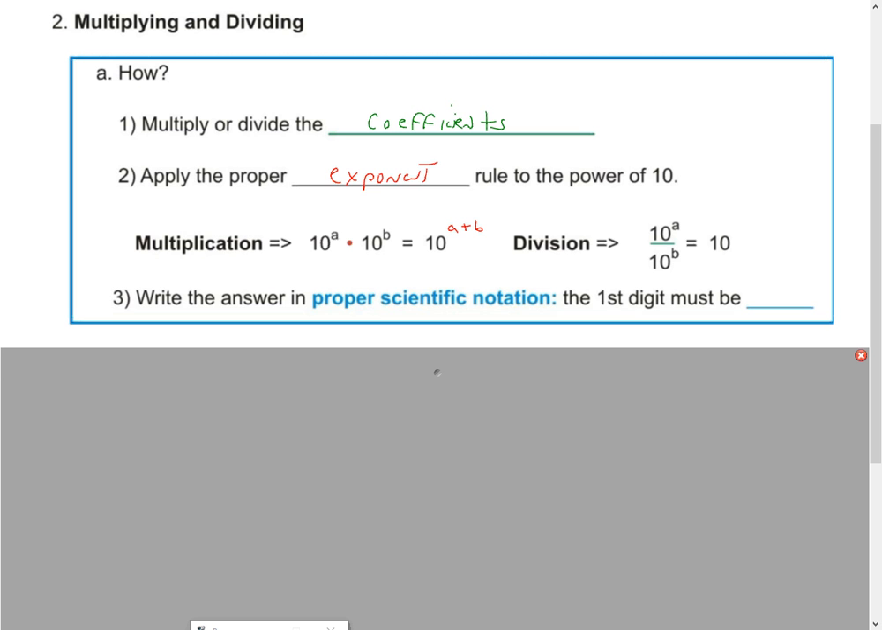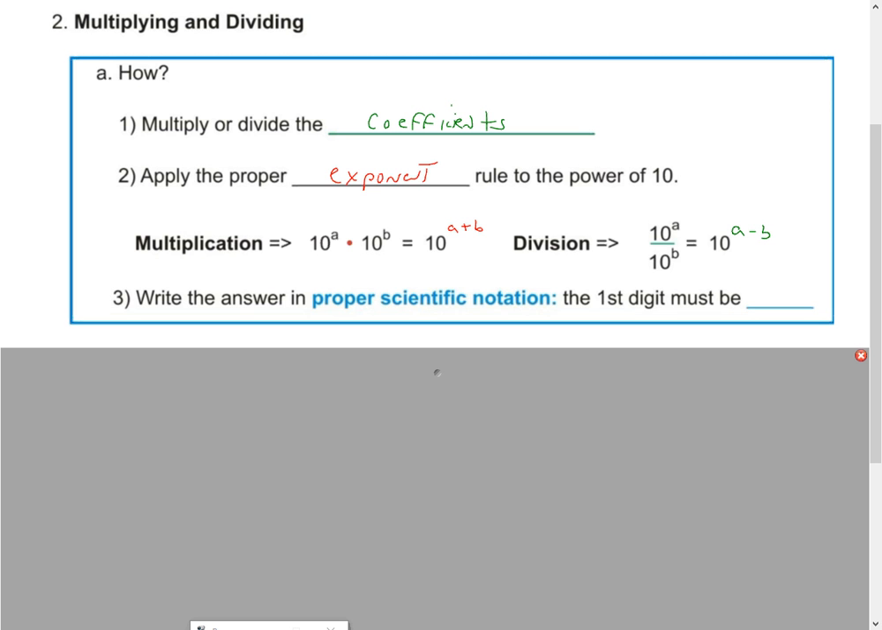All right, let's look at the division rule. Again, I'm just boxing to focus your attention. 10 to the A divided by 10 to the B equals 10 to the A minus B. That's how you do the powers of 10.